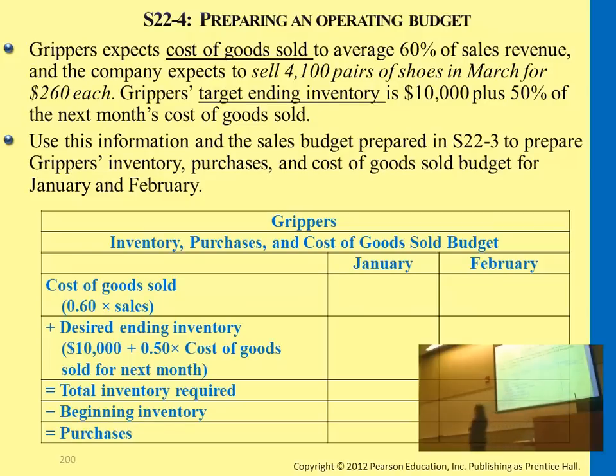Using December's, because we have the policy for every month's ending inventory, right? So beginning inventory for January is referring to December's ending inventory. Ending inventory of December would be $10,000 plus 0.5 times January's cost of goods sold. So if you got January's cost of goods sold, just plug it in. That basically is beginning inventory for January.